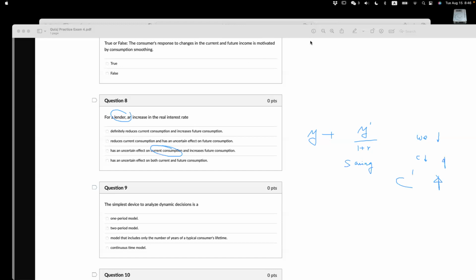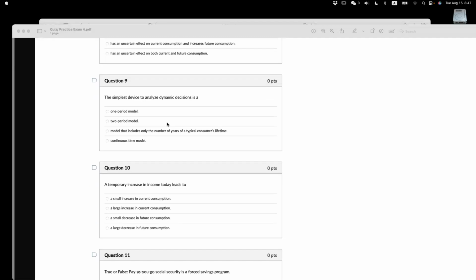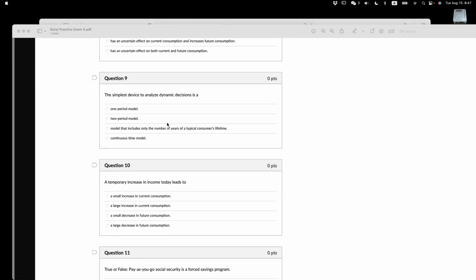Now, let's go to question 9. The simplest device to analyze dynamic decision is, the answer is two-period, right? With two-period, we have the trade-off between current and the future, or between today and tomorrow, right? So the answer is B, two-period model.